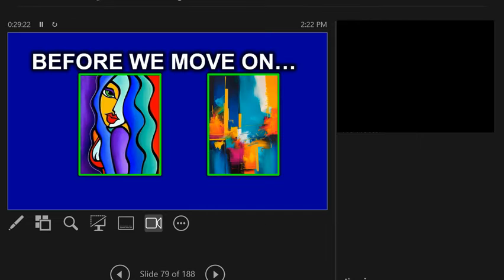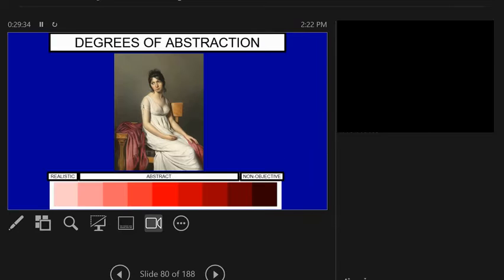All right, before we get into the Blue Rider, I want to talk about abstraction. So look at this painting, and then I have a little scale down below. And this is completely unscientific and arbitrary. I've made a scale. So on the far left is realistic, and then we have an abstract section, and then on the right is non objective. So, does this painting look realistic or abstract?